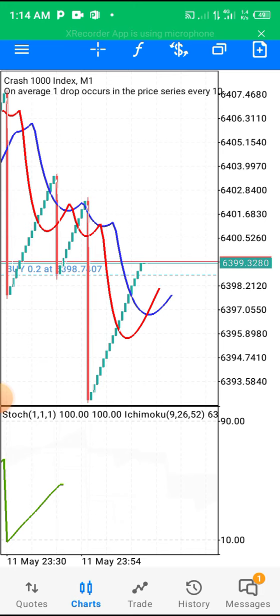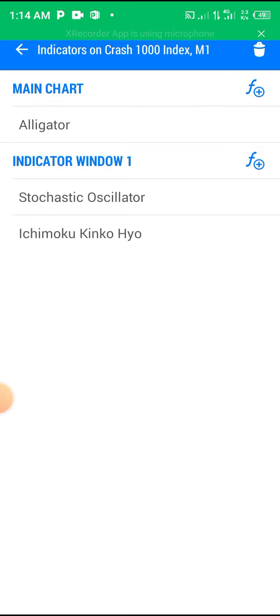So guys, let's get back to the strategy. Let's show you how the strategy works. So first of all, with this strategy, I'd like to show the indicators we use. On the main chart, we have the Alligator, and on indicator window 1 we have the Stochastic Oscillator, and we have the Ichimoku.